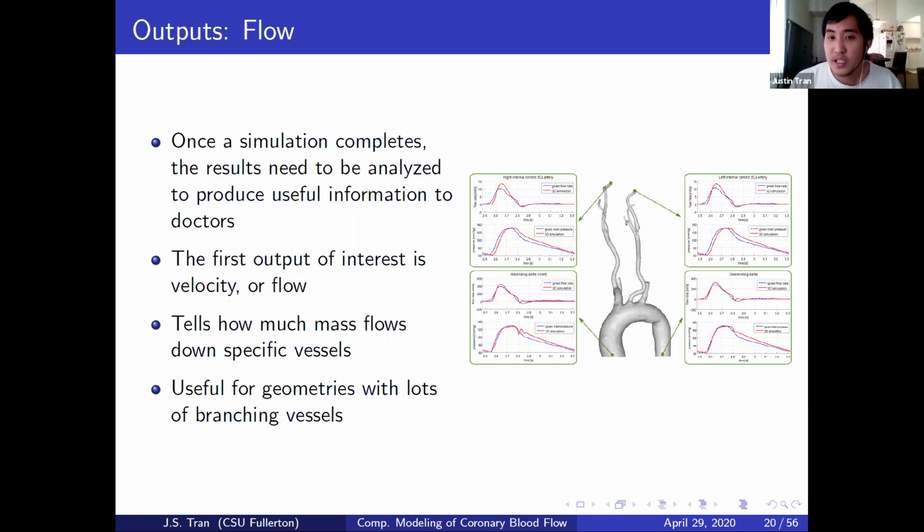Flow rate is really interesting, especially when you have a system with a lot of branching paths like this. A lot of times what you're interested in is how much blood is going to a specific area. If we're running a simulation of our torso, we can determine how much blood is going to our arms, how much is going to our head, how much is going to our legs. That's really useful information a doctor can use to design some treatment.